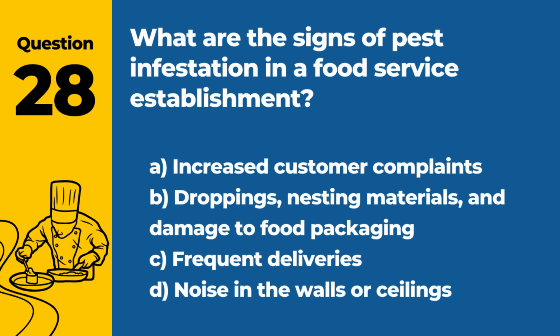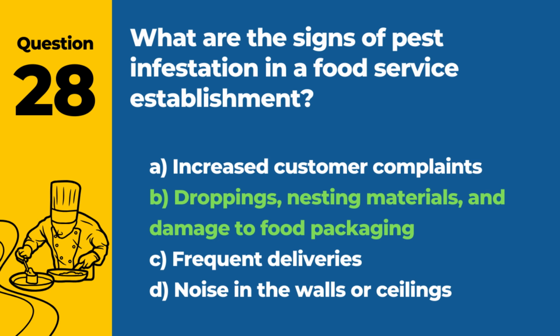Question 28. What are the signs of pest infestation in a food service establishment? A. Increased customer complaints. B. Droppings, nesting materials, and damage to food packaging. C. Frequent deliveries. D. Noise in the walls or ceilings.